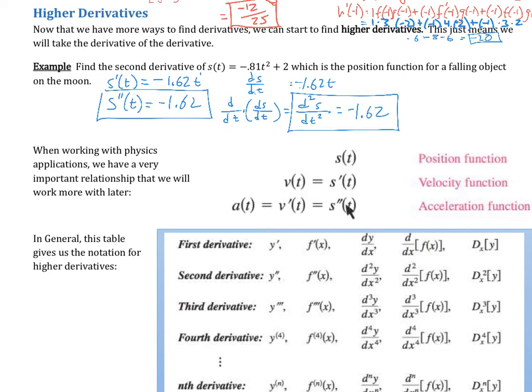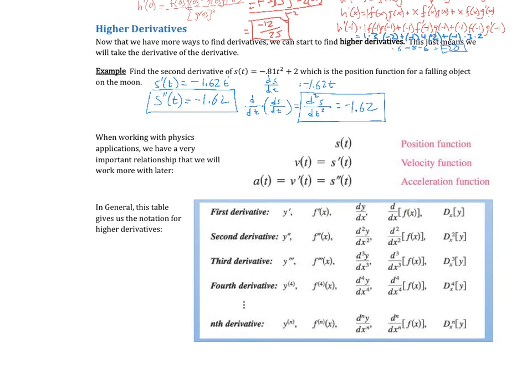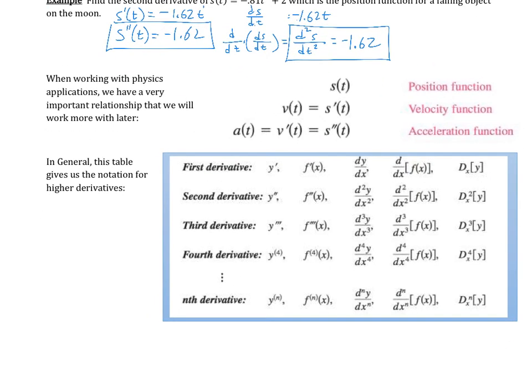So the second derivative, if we start at the position, and we take the derivative and take the derivative, that means that the acceleration is the second derivative of position. It takes two derivatives to get from position to acceleration. So that's an important connection we'll use a whole lot as time goes on here.